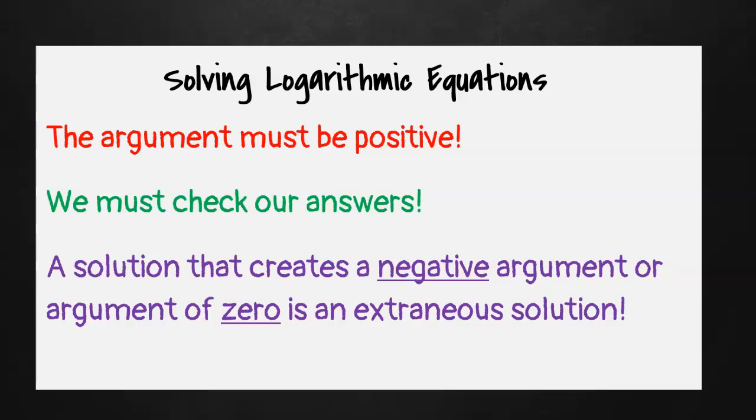So today we're going to talk about solving logarithmic equations. A couple things that you want to remember is that the argument must be positive, and because of that, we have to check our answers. So any solution that would create a negative argument or an argument of zero is an extraneous solution, so we can't include that in your final answer. So let's look at some examples together.